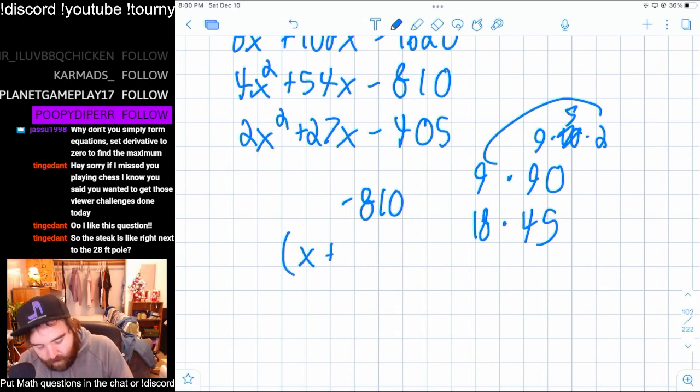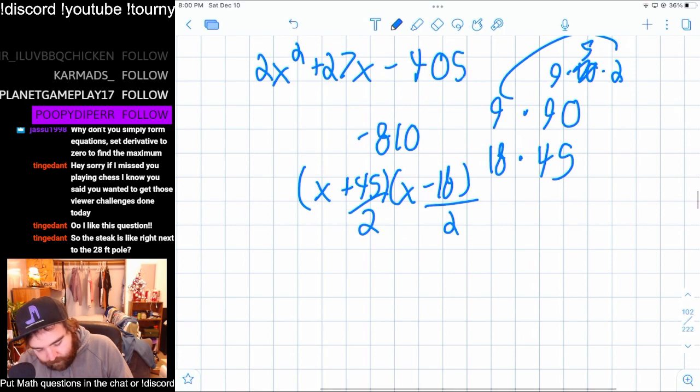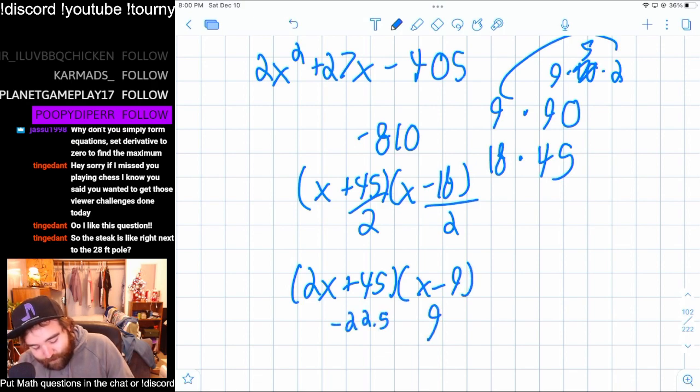So that's going to make it x plus 45, x minus 18, divide by 2, divide by 2. So I get 2x plus 45 and x minus 9. So I get 9 and negative 22.5.